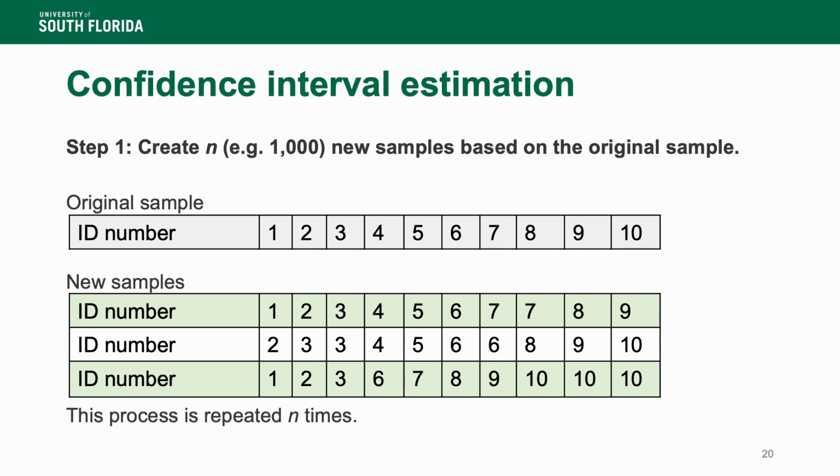Then in the third sample, individuals 1, 2, 3, 4, and 5 didn't make it into this sample. 6, 7, 8, and 9 are there, and individual 10 is represented 3 times. And we keep repeating this process until we have the number of samples that we want to create. So let's say we want to create 1,000 samples, then we repeat this process 1,000 times.